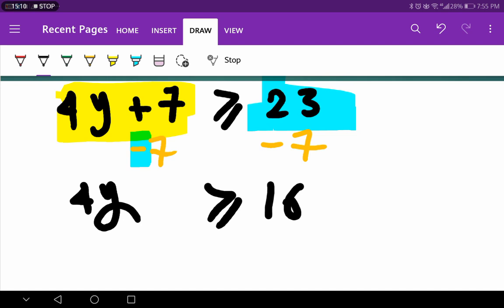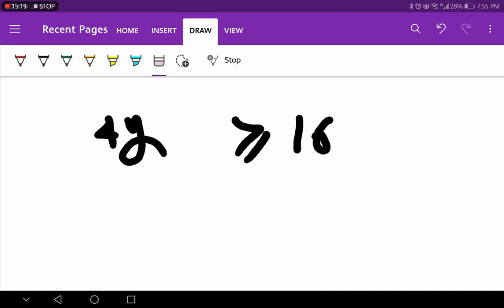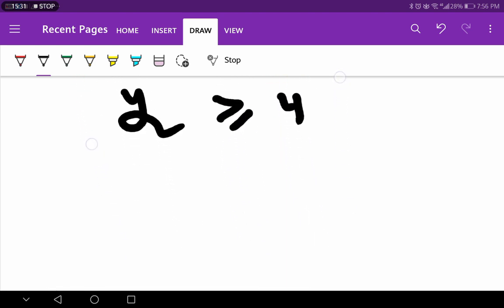Okay, now you know the first step. Minus 7 on both sides. What do you have to do at the next step? Yes, divide by 4 and divide by 4. So the y comes alone, y is greater than 4. Now how can I write the solution here in set builder notation?